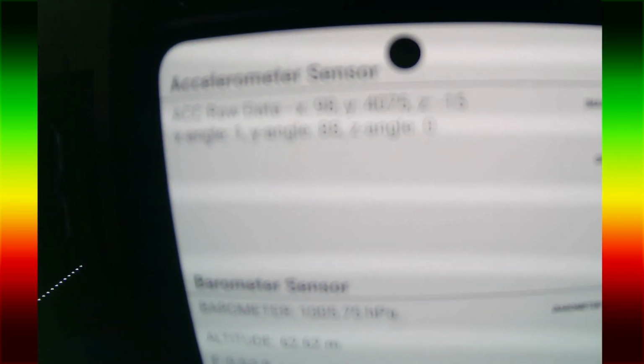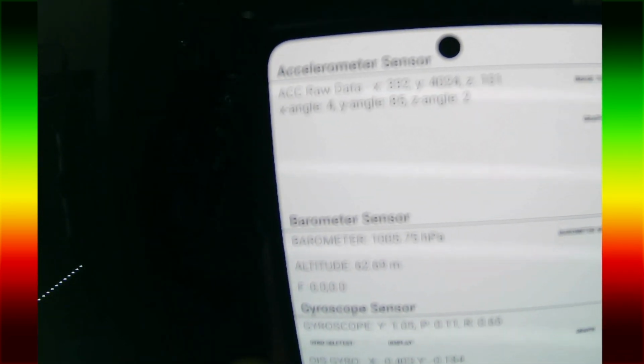Come on, camera, focus. There we go. You can't read it. It sucks. Come out a little bit.